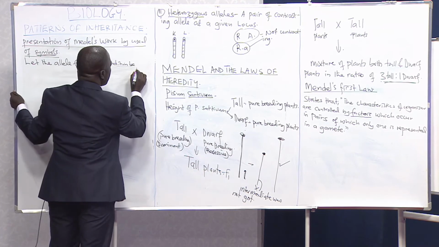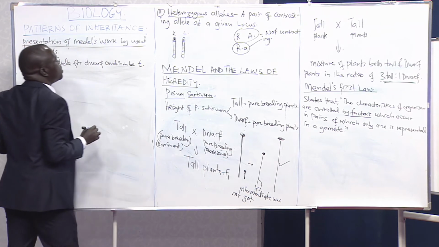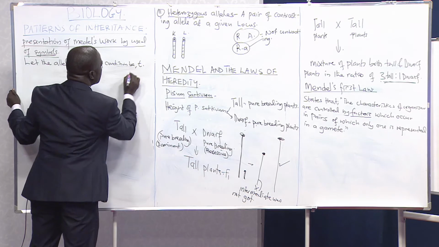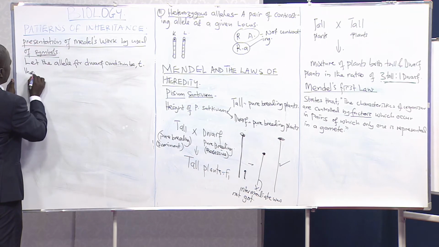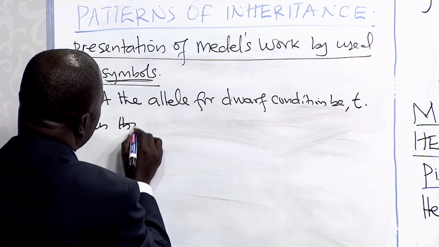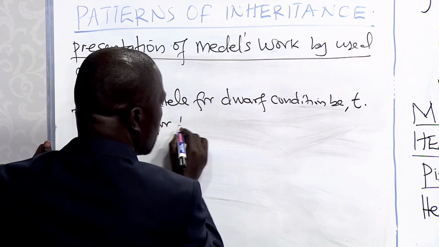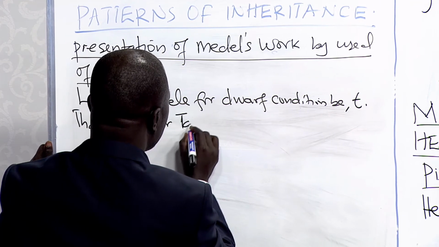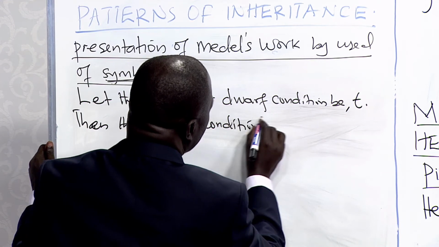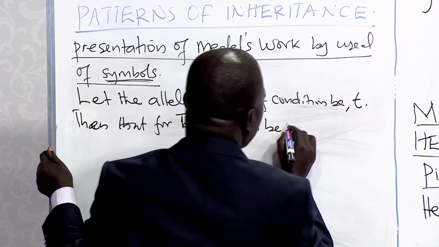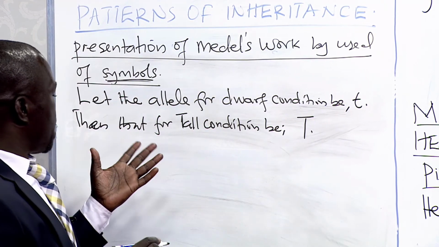be small t, and that for tall condition be capital T. Why have we chosen small t and capital T?